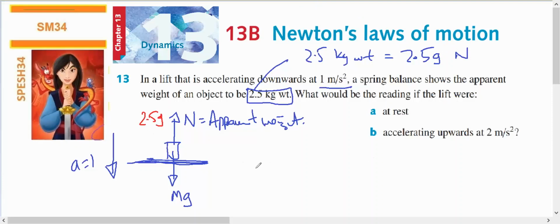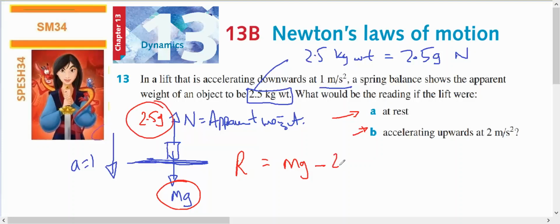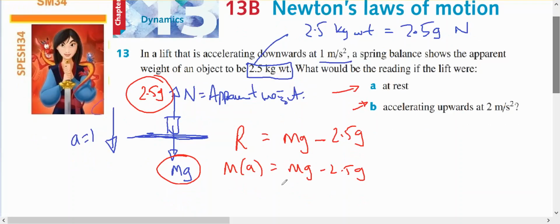So now I'm going to write my resultant force to find out what m is. I don't know what the mass is, and I need the mass to find out what these two answers are. So the resultant force in the direction of motion will equal anything in the direction of motion, mg, minus anything in the opposite direction, 2.5g, and that m times acceleration will equal mg minus 2.5g. Therefore, m minus mg equals negative 2.5g.